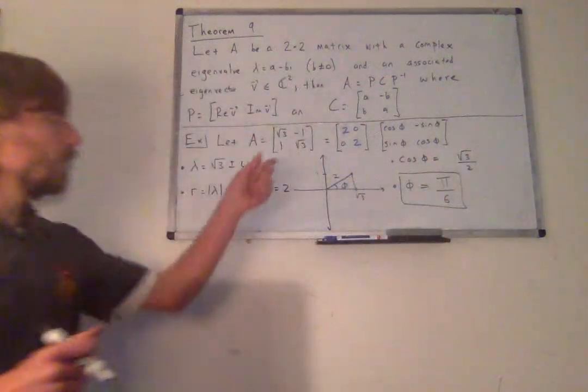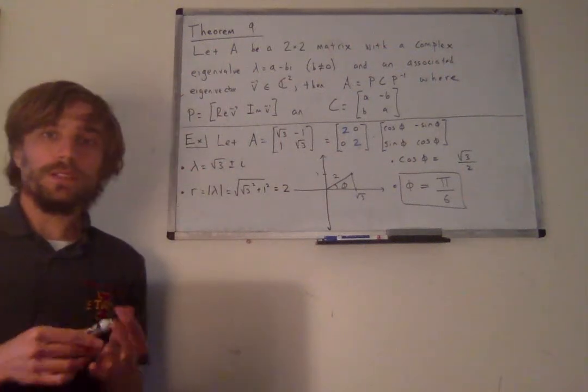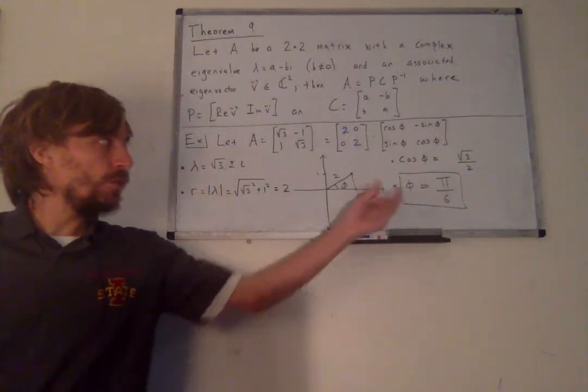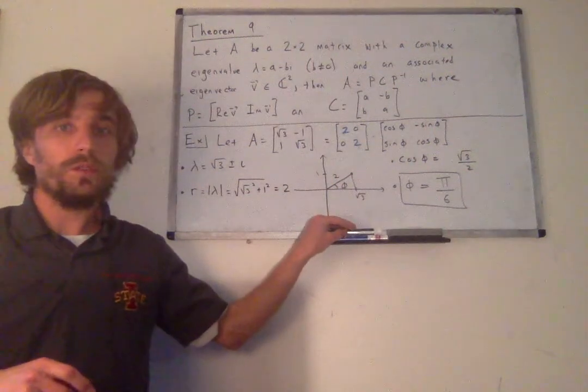So it turns out that this matrix, with eigenvalues root 3 plus or minus i, takes every point, scales it by a factor of 2, and then rotates it pi over 6 radians with respect to the origin.